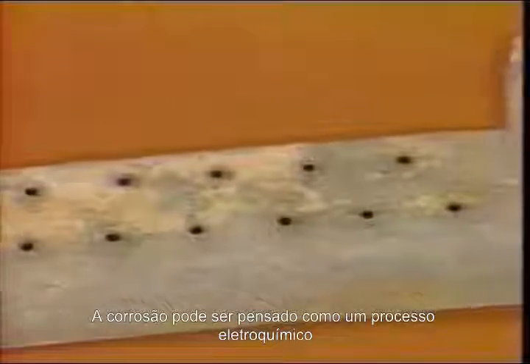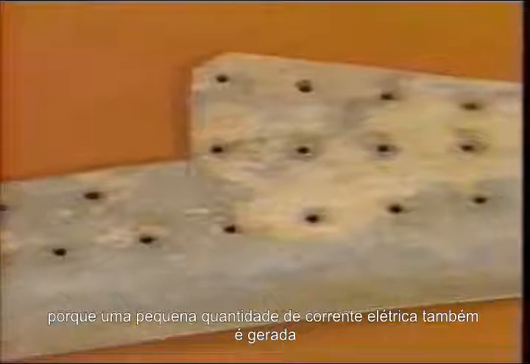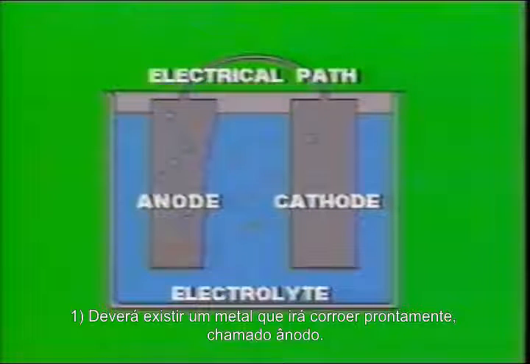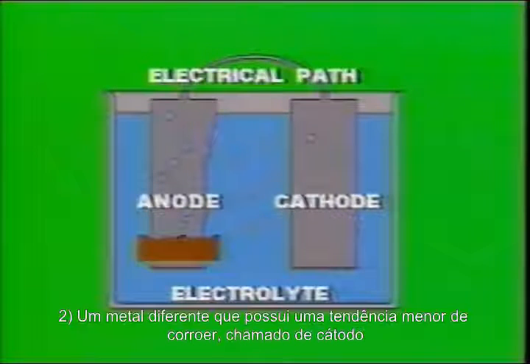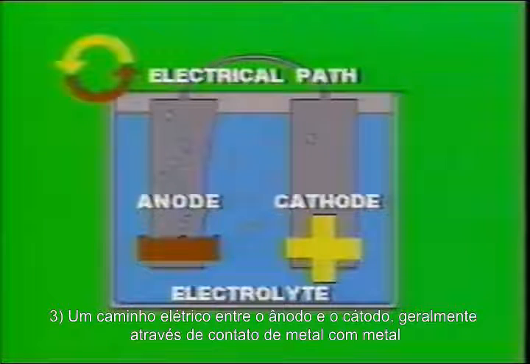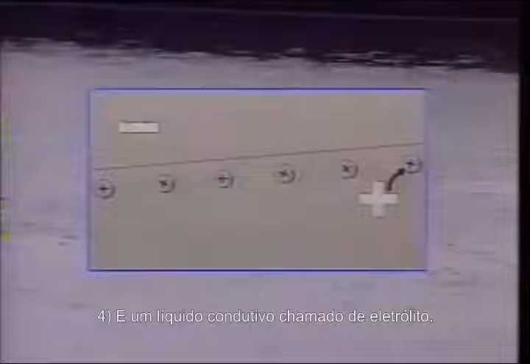Corrosion can be thought of as an electrochemical process because a small amount of electrical current is also generated as the metals corrode. Four conditions must always exist before corrosion can develop. There must be a metal that will corrode readily, called the anode. A different metal which has less tendency to corrode, called the cathode. An electrical path between the anode and the cathode, usually through metal-to-metal contact, and a conductive liquid called the electrolyte.